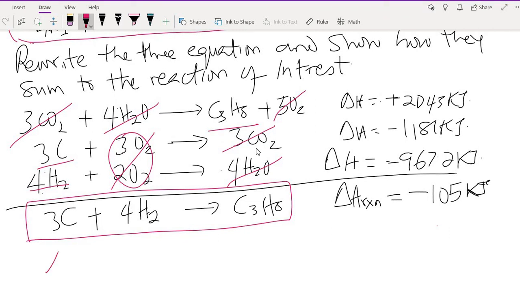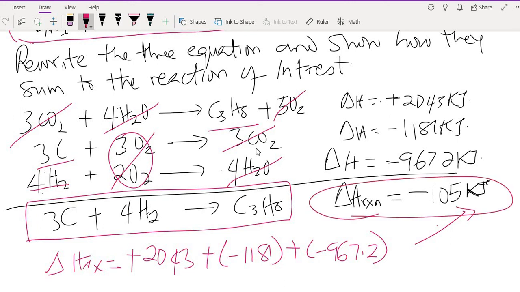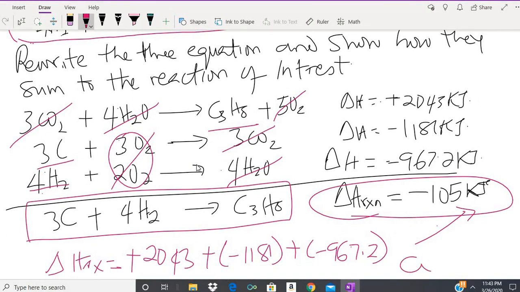So our overall heat of reaction is going to be positive 2043 plus negative 1181 plus negative 967.2. When we plug this into the calculator, it gives us our heat of reaction. So for this, because our delta H of heat of reaction is negative, our reaction is exothermic.